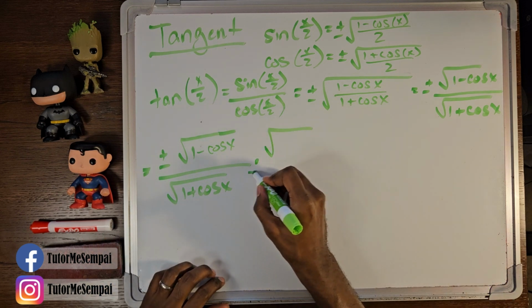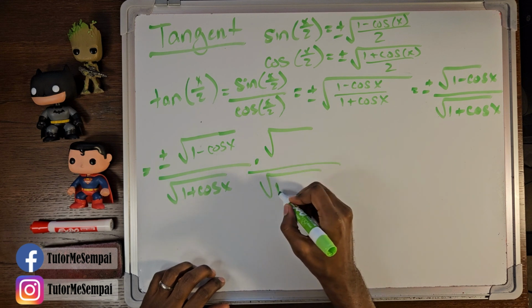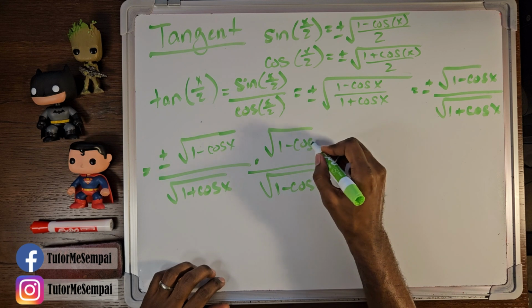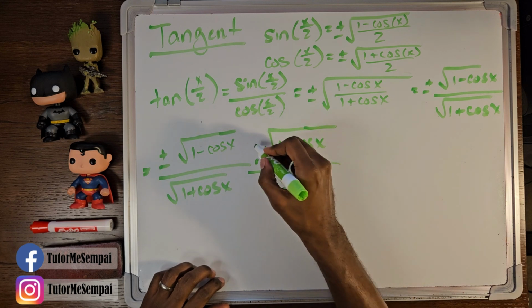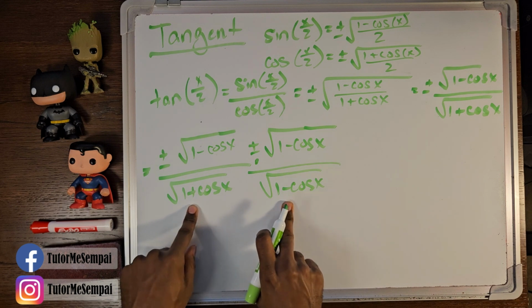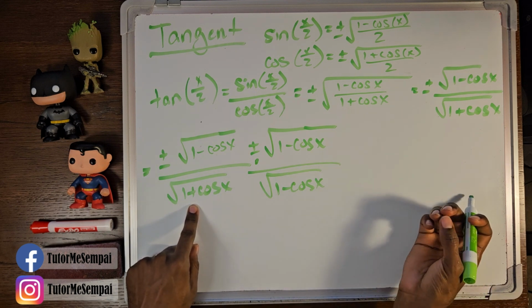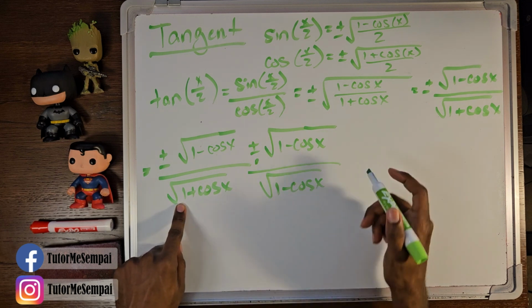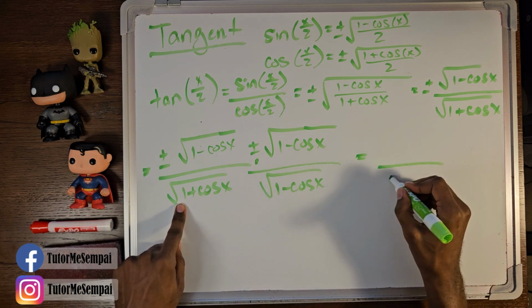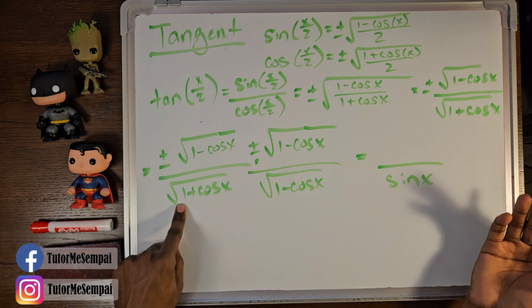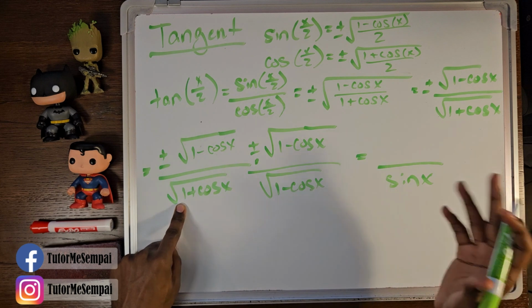We have this 1 minus cosine x here, 1 minus cosine x right up here. We have the plus and minus still going on, and we already know what this is going to equal. We just did this when we found the previous version of tangent. This times this is going to result in just our sine of x. You don't have to repeat the work because we've already done it. But if you want to, sure, knock yourself out.